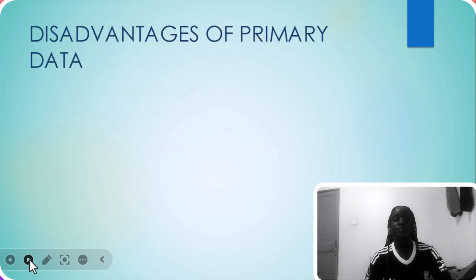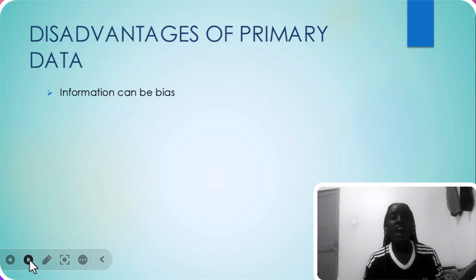So now we have gone on to the disadvantages of primary data. Primary information can be biased. How? It can be biased because it is from one person and it has not been researched about. For secondary, you first research, analyze, and review to make the information.